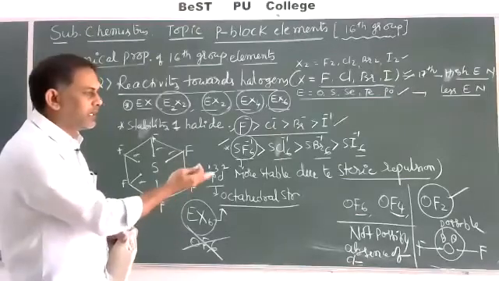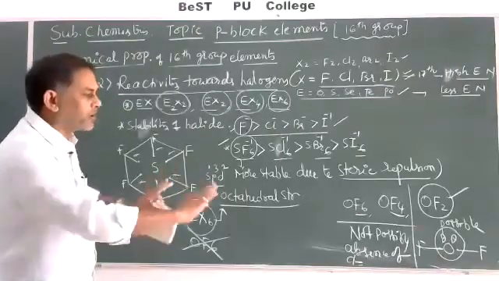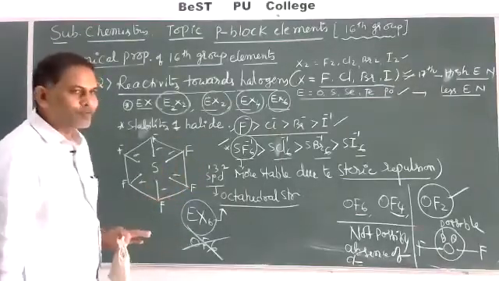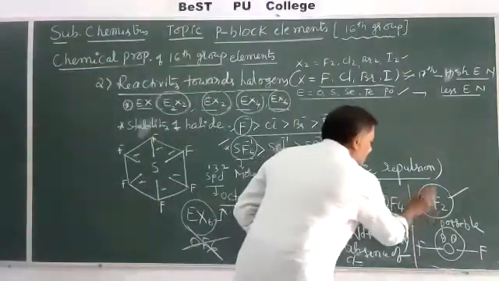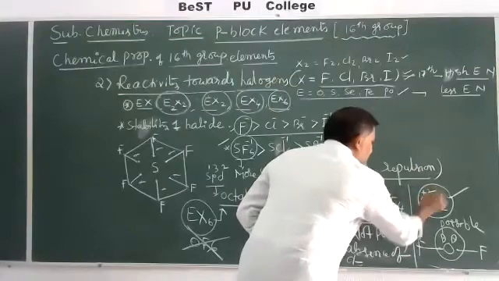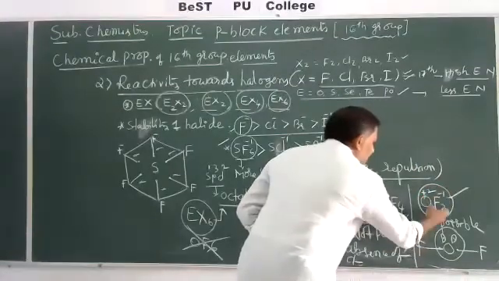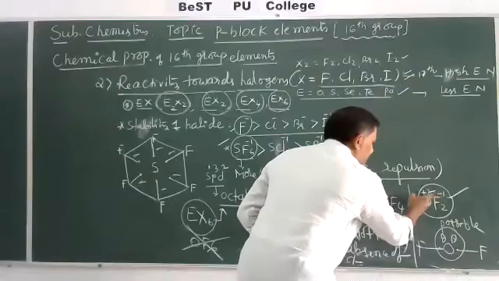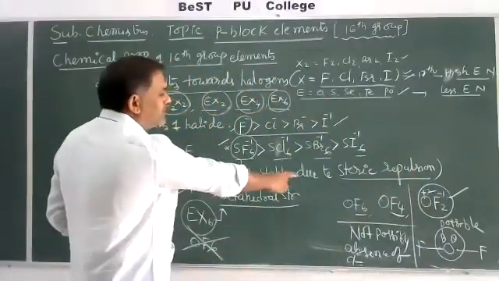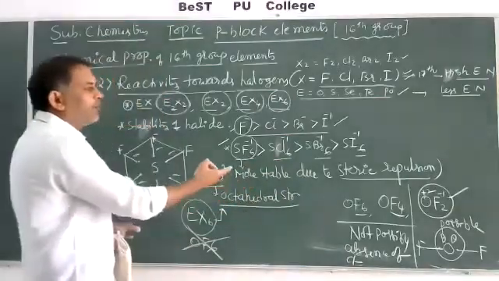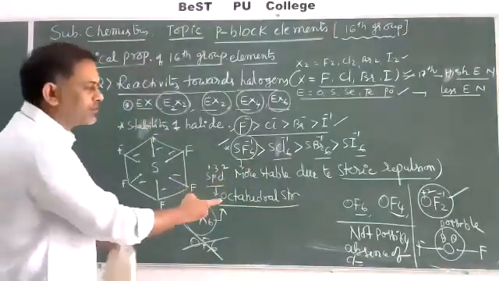Hexafluorides and tetrafluorides of oxygen are not possible. Only OF2 exists. Already given in oxidation state, in this case oxygen exhibits a +2 oxidation state, because fluorine is -1, so -1 into 2 gives -2, and oxygen is +2. That's why OF6 and OF4, the tetrafluorides and hexafluorides of oxygen, are not possible.